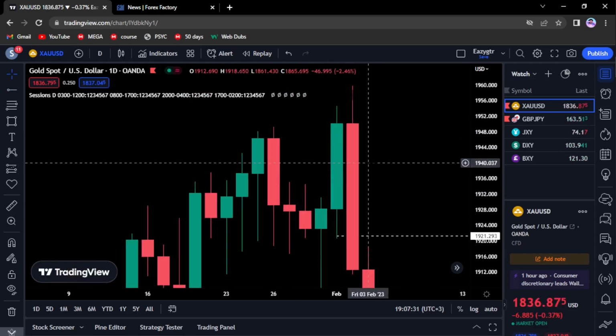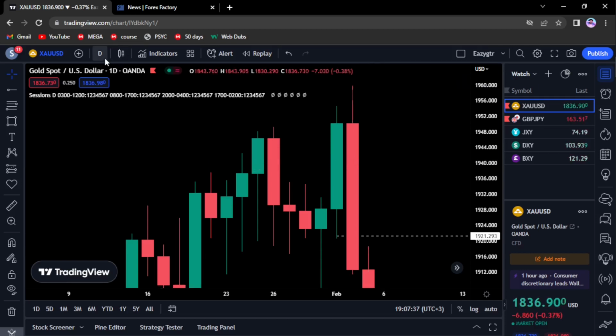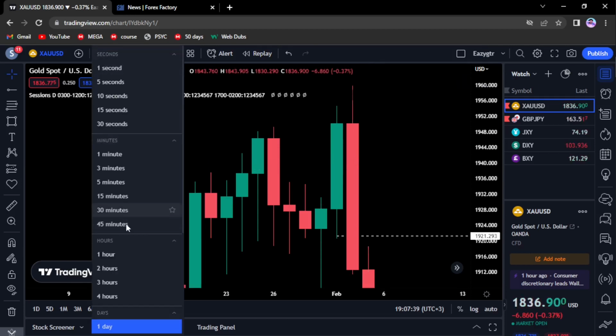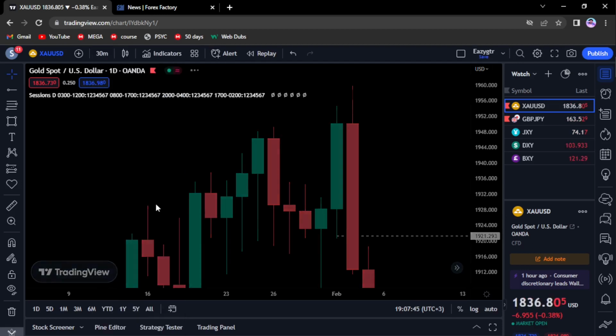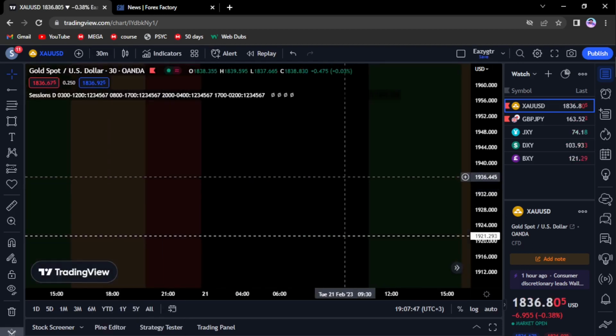Without further ado, let me end the video there. Those are the 3 types of scalping entries I use. This could go on the 4 hours, I mean 1 hour, 30 minutes, 15. It's best executed at the 30 minutes, but that's just for me.